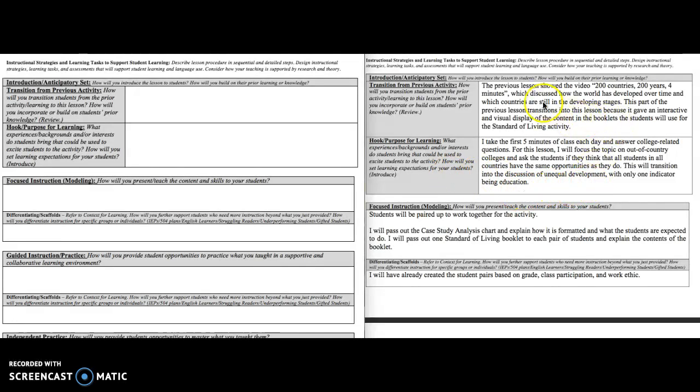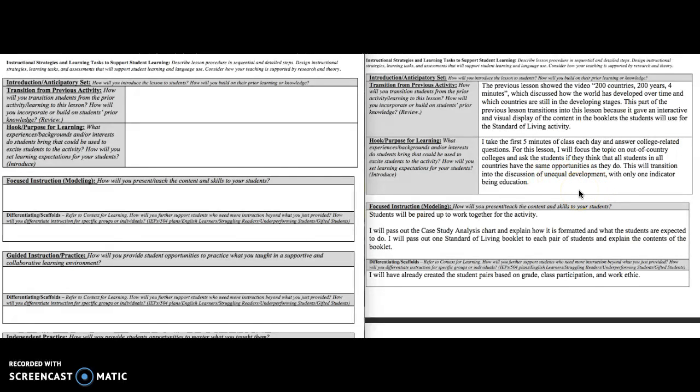So here we could see how the previous lesson showed us a video that discussed how the world has developed over time and which countries are still developing. The previous lesson transitions into this lesson because it gave an interactive and visual display of the content in the booklets the students will use for the activity in today's lesson, and their hook or purpose for learning.